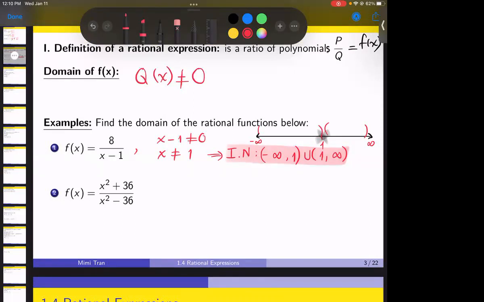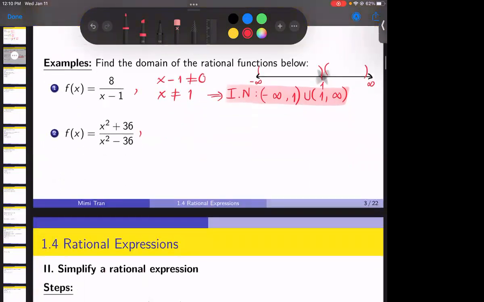Well, at 1, I'm not including 1, so I'm gonna use parentheses instead of bracket. Bracket means you include the 1. Well, what about number 2? You just do the bottom. Yes, very good.